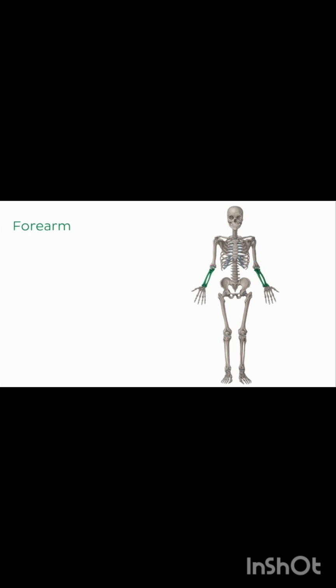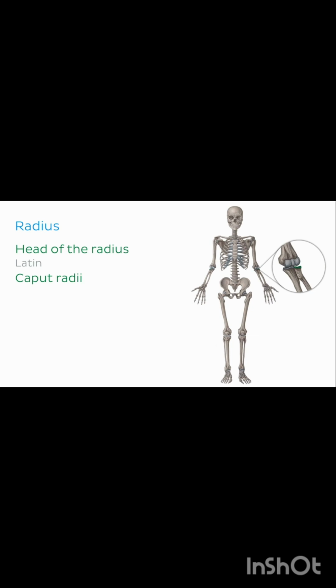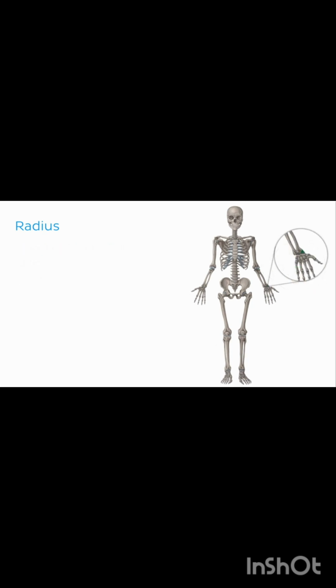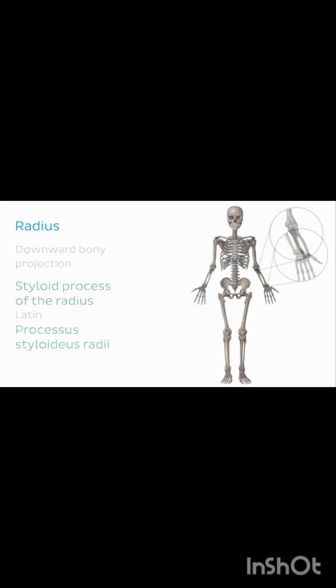Next, we're going to look at the bones of the forearm. As you know, the forearm is the part of the upper limb found between the elbow and the wrist. It has two long bones, which are the radius and the ulna. The radius is situated laterally and is the shorter of the two bones of the forearm. At its proximal end is the head of the radius, which forms an articulation with the capitulum of the humerus as part of the compound joint of the elbow. At the distal end of the radius is a downward bony projection known as the styloid process.